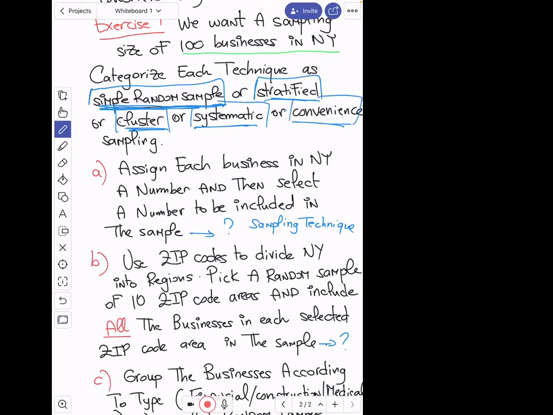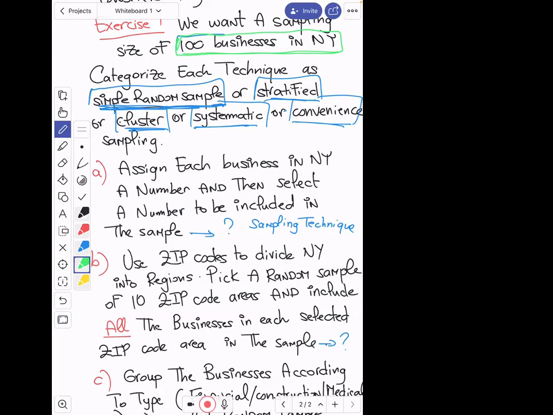So for A, let's read it. What we do is the following. We assign each business in New York a number, and then select a number to be included in the sample. We need a sample of 100 businesses in New York. Of course, there are infinite ways to select 100 businesses in New York. So in A, we assign each business a number, and then select a number to be included in the sample, the 100 sample, right?